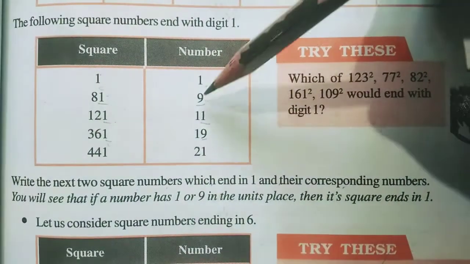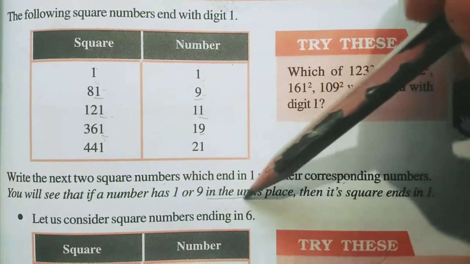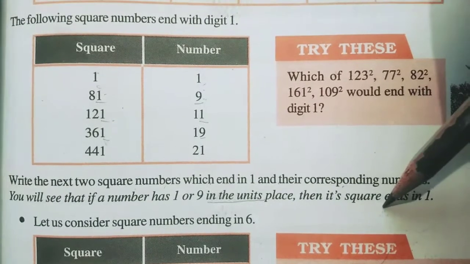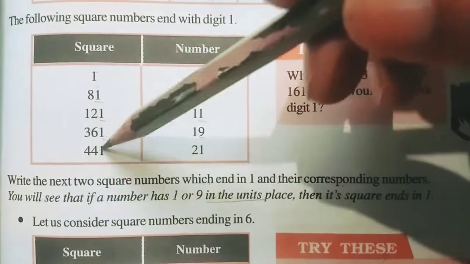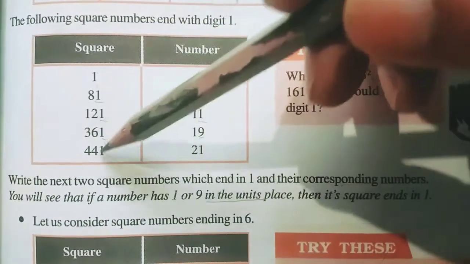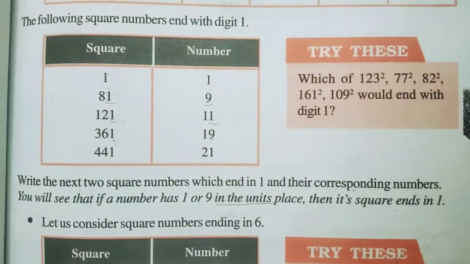If there is 1 or 9 in the unit place of any number, then the square of that number will have 1 in the unit place. When you square this number, it will have 1 in the unit place. This is the identification.